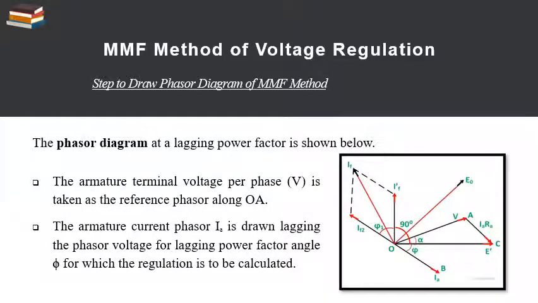The armature terminal voltage per phase V is taken as the reference phasor along OA. सबसे पहले क्या किया है हमने, OA जो लाइन है उसको as a reference लिया हुआ है. So this is O and this is A. OA is called the reference voltage V. The armature current IA is drawn lagging the phase voltage by the lagging power factor angle phi. अब हमें जो करंट ड्रॉ करनी है वो हमने यहाँ पे ड्रॉ करी है, IA. This is called the IA current.